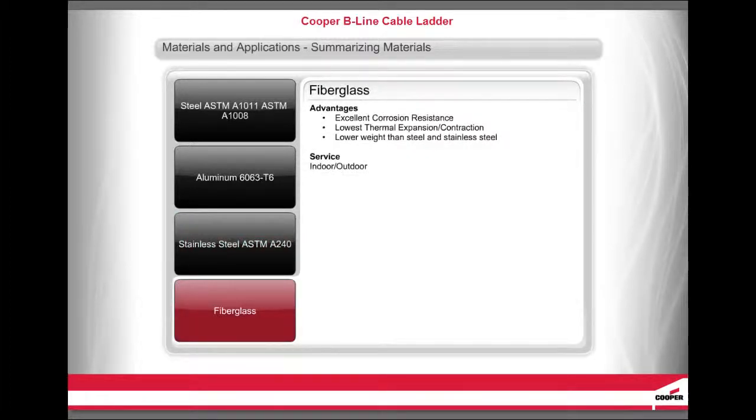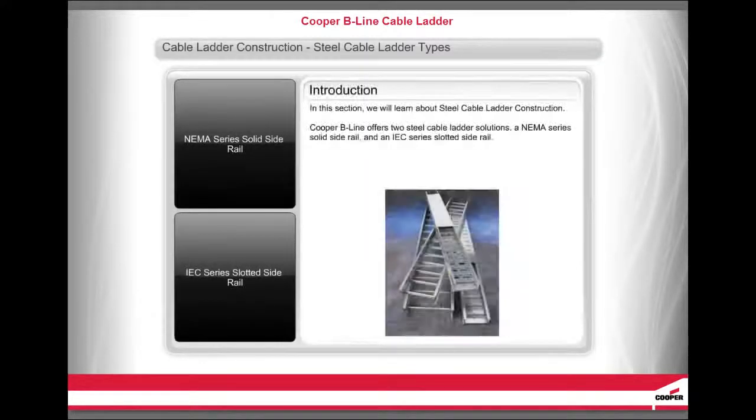Fiberglass. Advantages: excellent corrosion resistance, lowest thermal expansion contraction, and lower weight than steel and stainless steel. Service: indoor, outdoor. In this section, we will learn about steel cable ladder construction.